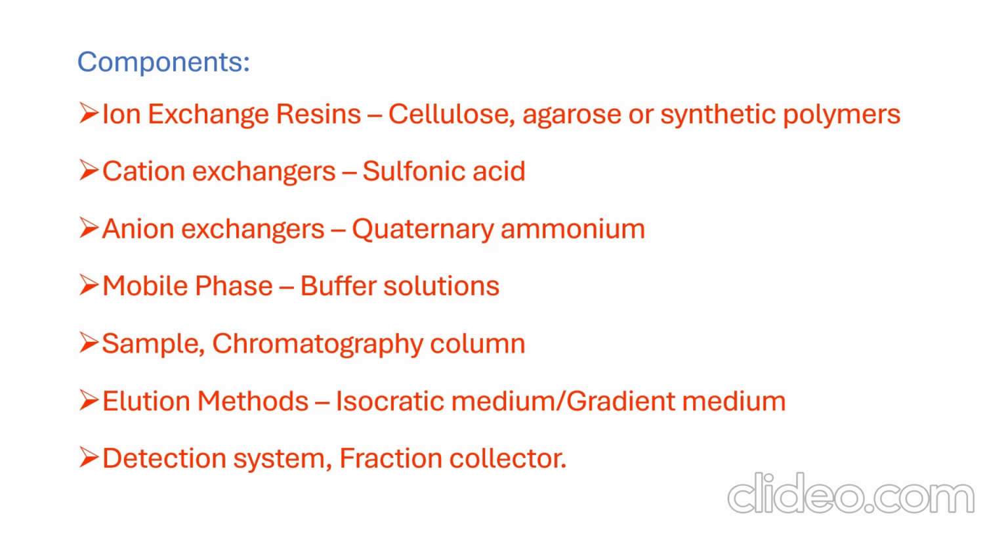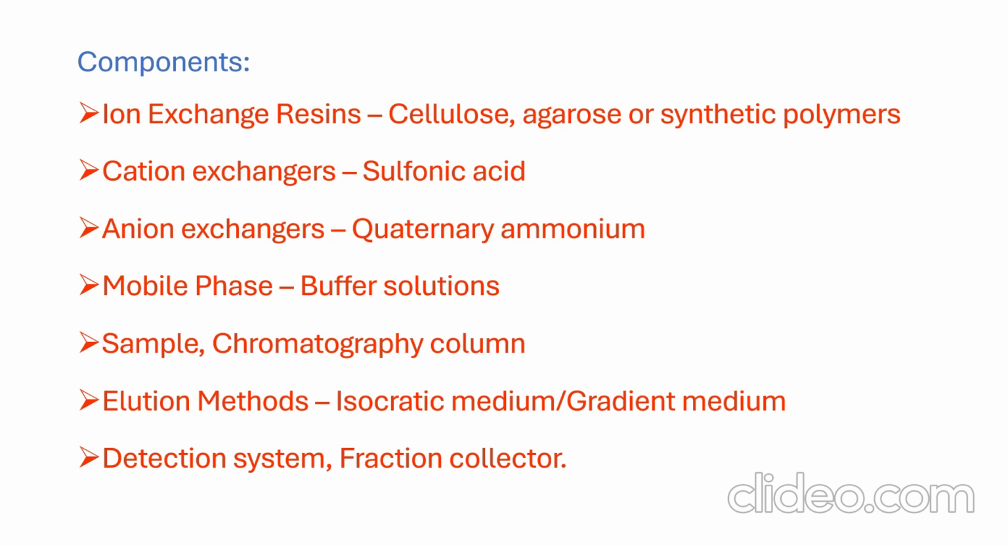Eluting mechanism is basically of two types, either isocratic medium or gradient medium. Isocratic medium refers to the technique where the composition of the mobile phase, that is ionic strength or pH, remains constant throughout the process. And the gradient medium is achieved by either salt gradient or pH gradient. Salt gradient is increasing the ionic strength, which displaces bound molecules. In pH gradient, changing the pH alters the charge of molecules and their binding affinity.